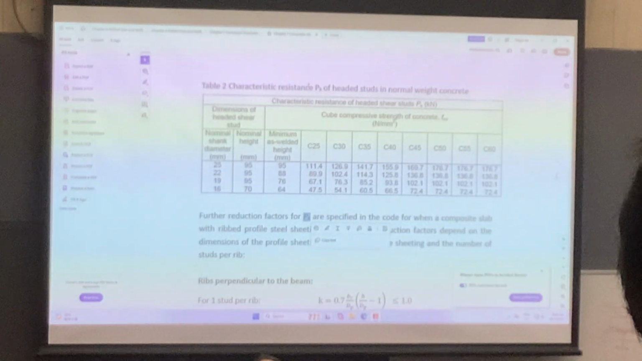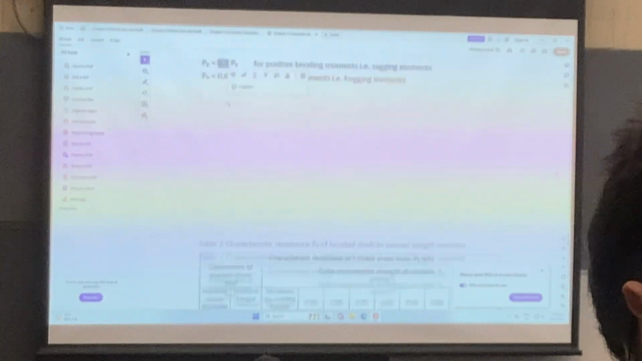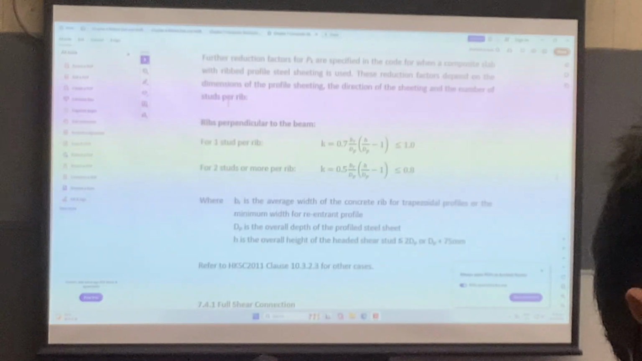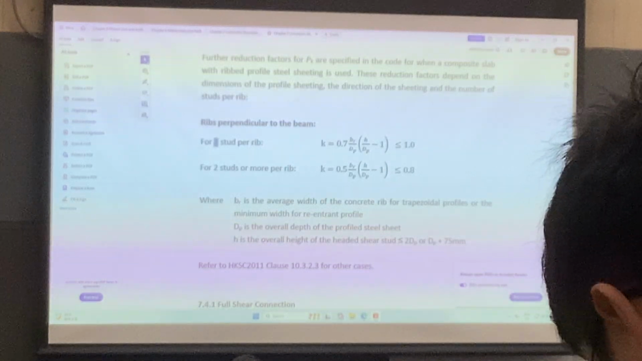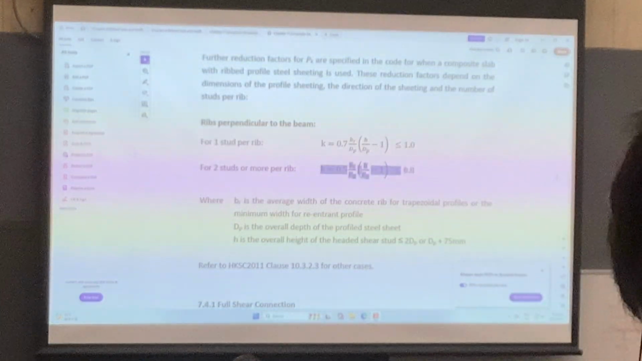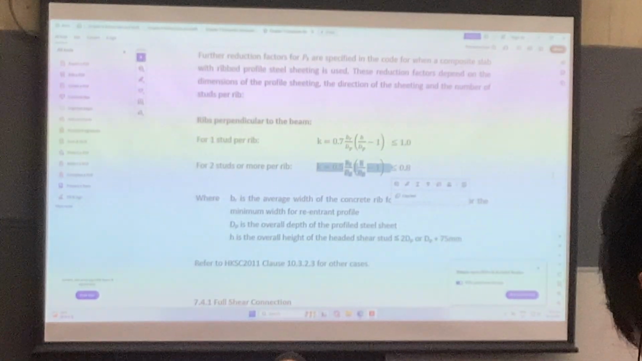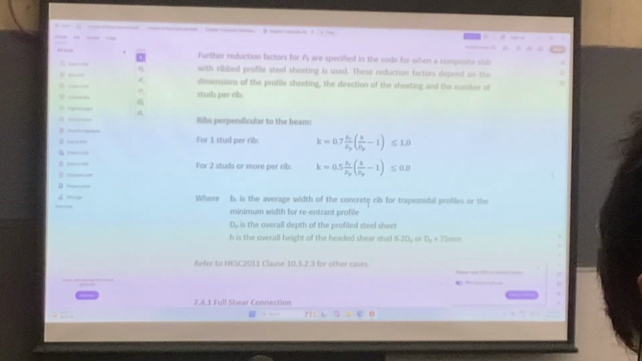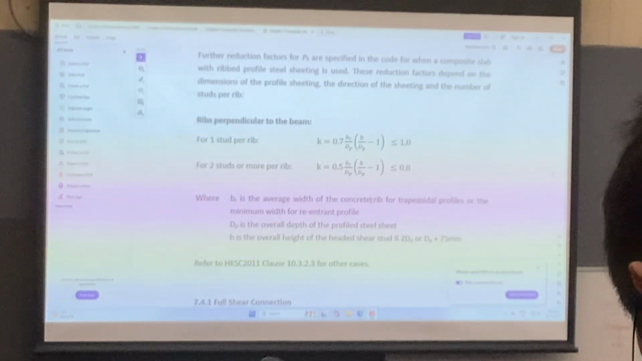Anyway, this is the characteristic capacity of the headed stud, okay, for the case here. And we will multiply with this reduction factor 0.8, and then depending on the number of studs they will apply, say if you provide one stud or two studs, there are further reduction factors for that. BR is the average width of the concrete rib, and DP is the overall depth of the profiled steel sheet.